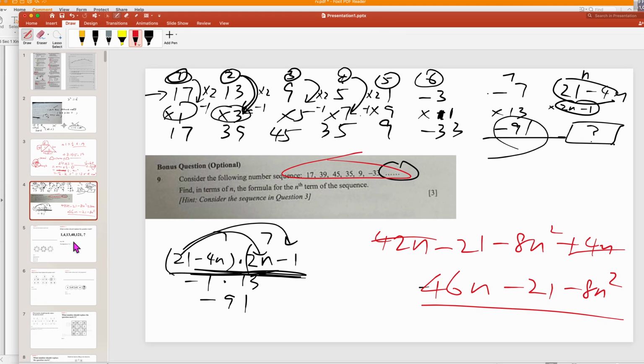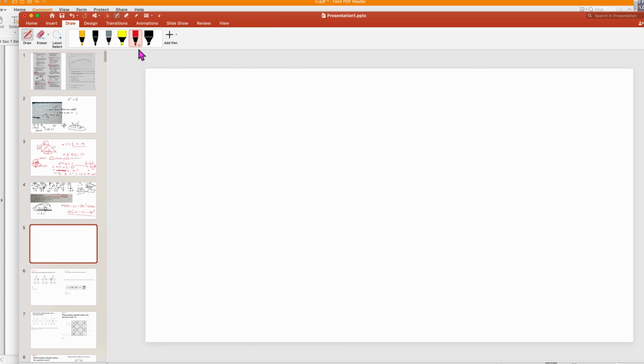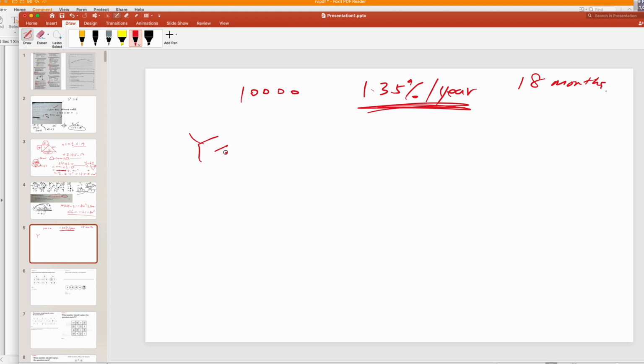Okay, so we learn how to do simple interest by doing this, right? Year 1, year 2, right? So you do the same thing. So let's say you have 10,000, easier. So it's 1.35%. This is 1 year. So instead of 1 year, maybe 18 months, okay? So they go by year. So you still use year one interest. So year one interest is 10,000 times the 1.35%. So what do you get?